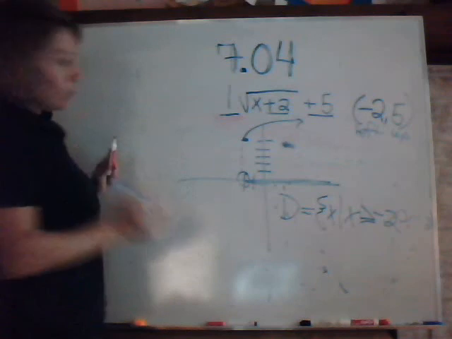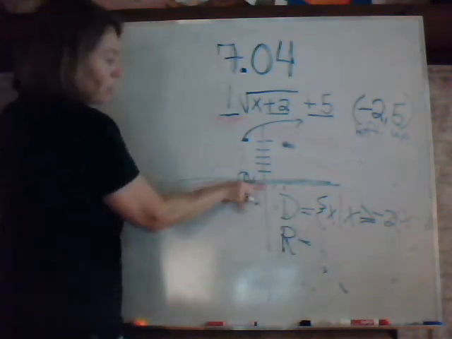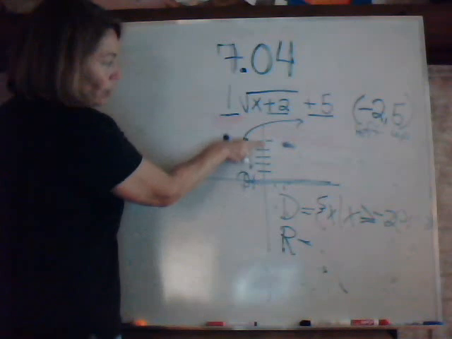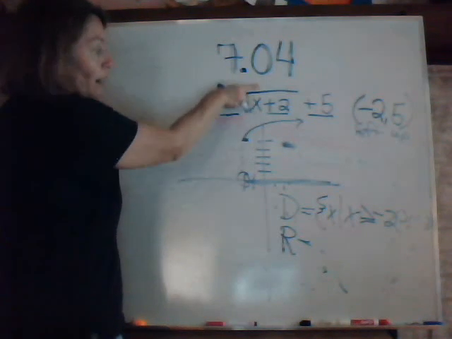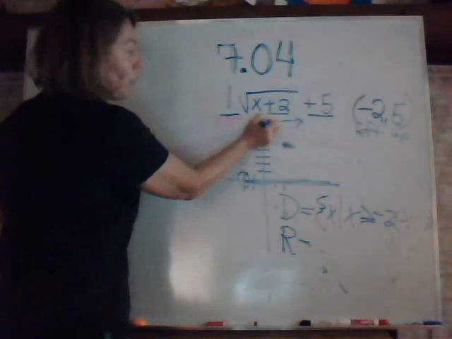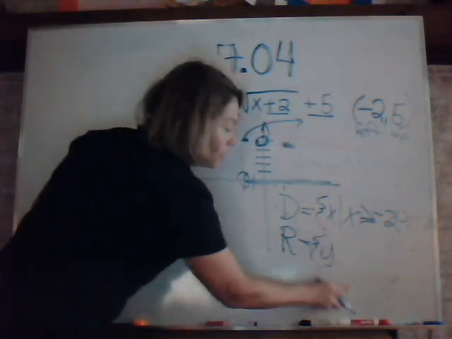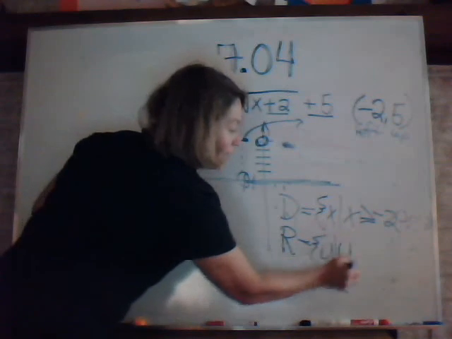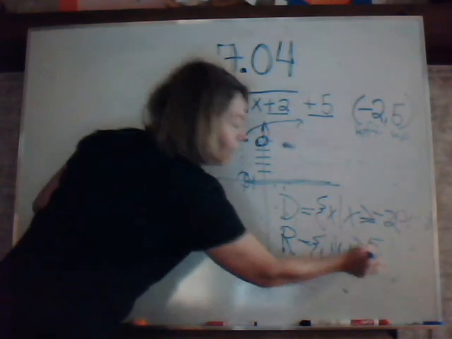I can do the same thing with the y value, or the range. What's the range of this? Well, there's nothing down here. I start the graph on the y-axis here, and I keep going, what? Up. So I'm starting at 5, and it's going up forever. So the range is all y's such that y is greater than or equal to positive 5.